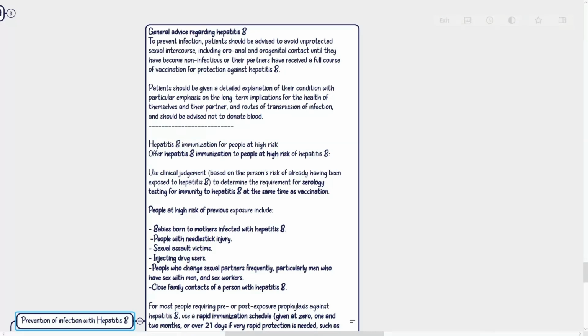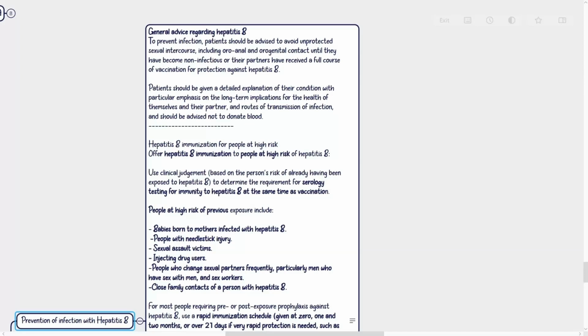Prevention of infection with hepatitis B. General advice regarding hepatitis B to prevent infection. Patients should be advised to avoid unprotected sexual intercourse, including oral-anal and orogenital contact, until they have become non-infectious or their partners have received a full course of vaccination for protection against hepatitis B.